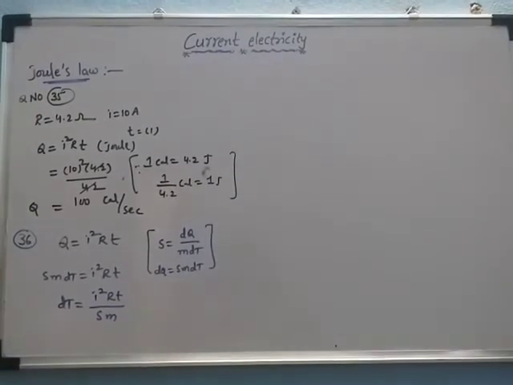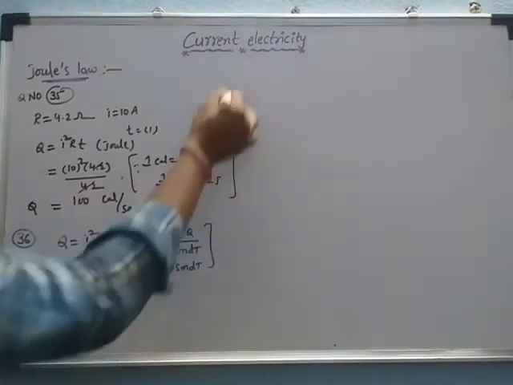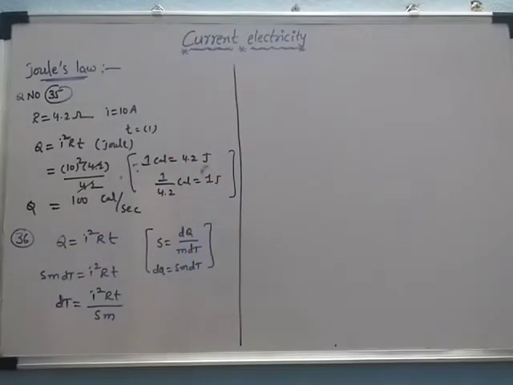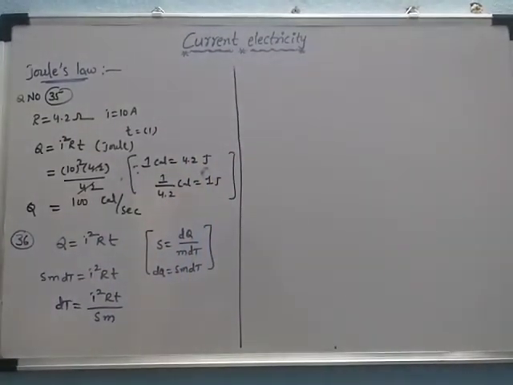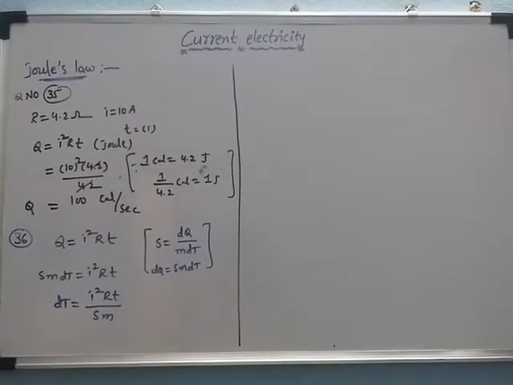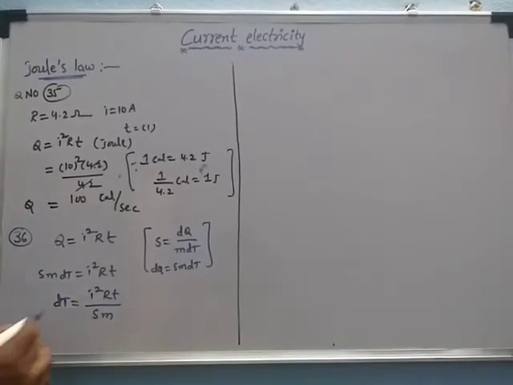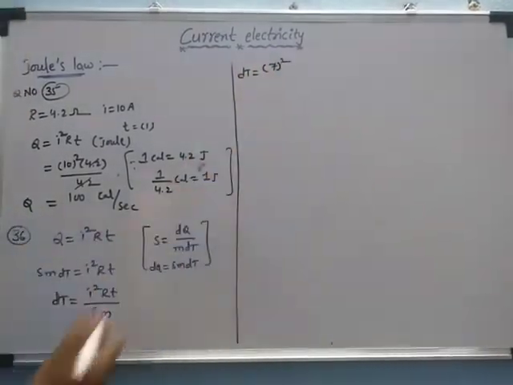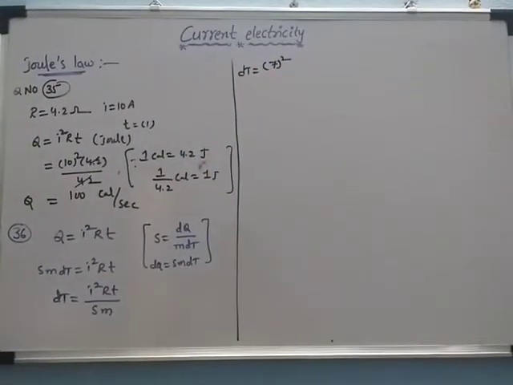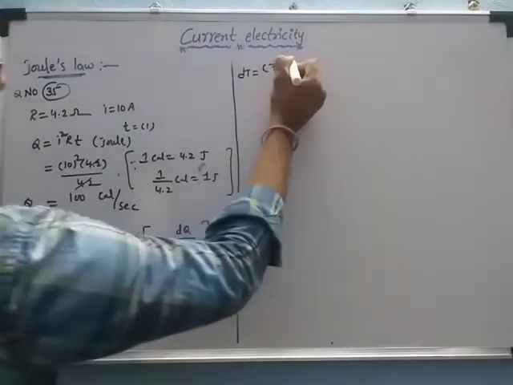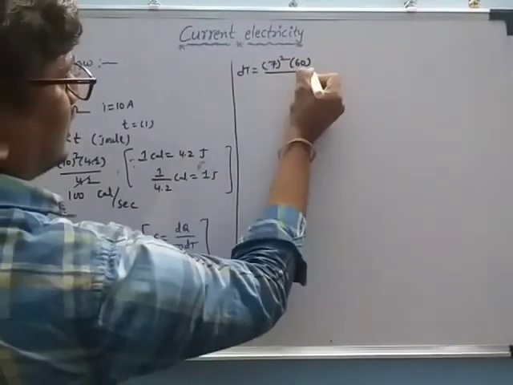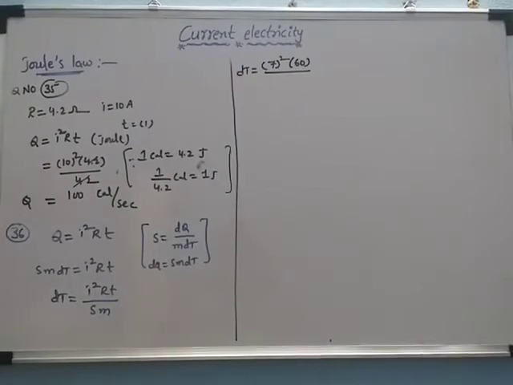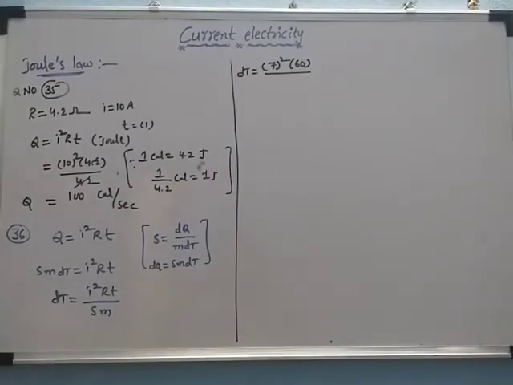Now we can write here the values. How much is the current given here? The current is given as 7 ampere. So dT is equal to 7 whole square, and the resistance is given as 60, divided by the specific heat of water.